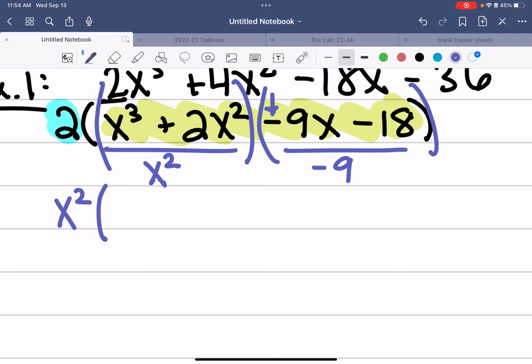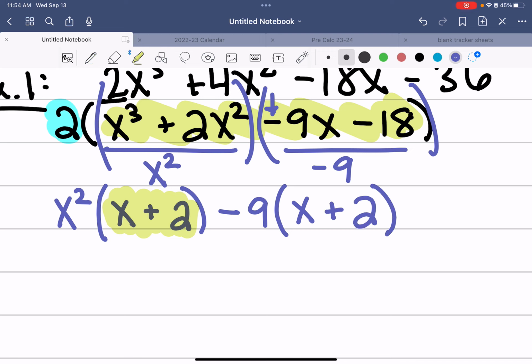So x cubed divided by x squared right here in this first set is going to be x. 2x squared divided by 1x squared is going to be 2. So here in my parentheses, I have a binomial x plus 2. My goal, if I'm doing my grouping correctly, will be to have the same matching factor in my second pair. So I'm going to take out my negative 9, my GCF from the second pair. Negative 9x divided by negative 9 is positive 1x. Negative 18 divided by negative 9 is positive 2. So you'll notice here we have a matching factor right there.